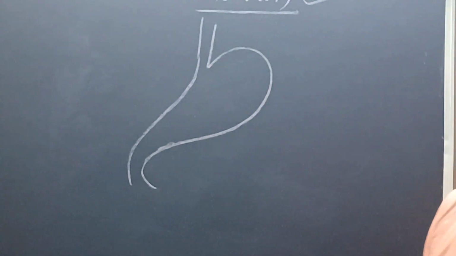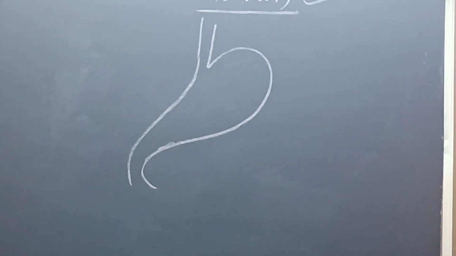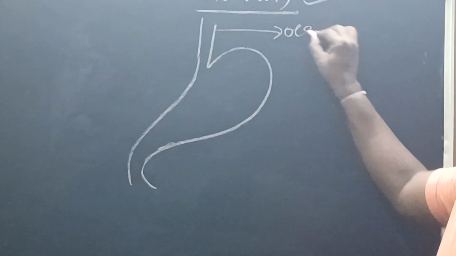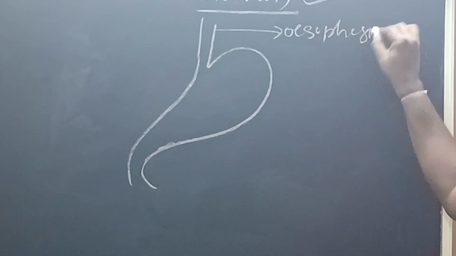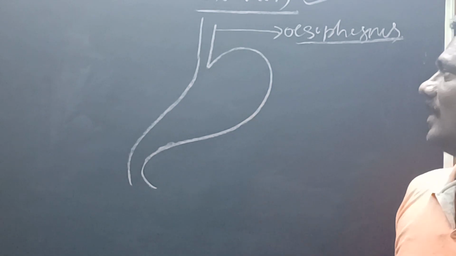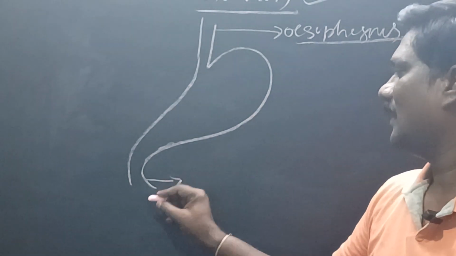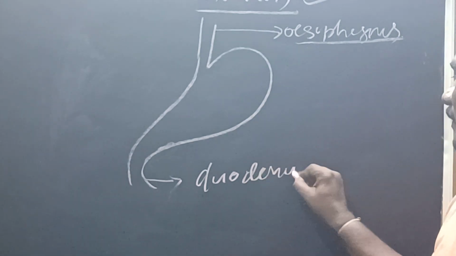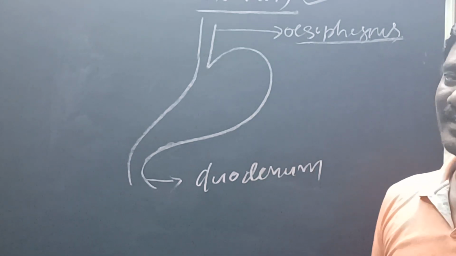We already know the stomach very well. The stomach is a distensible bag-like structure which helps in our digestion. After the esophagus, the food pipe, the next part is the stomach. Next after the stomach is the duodenum part.